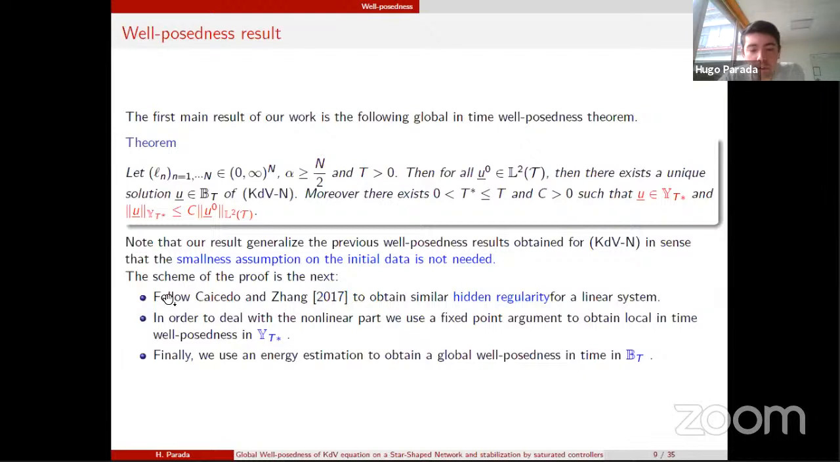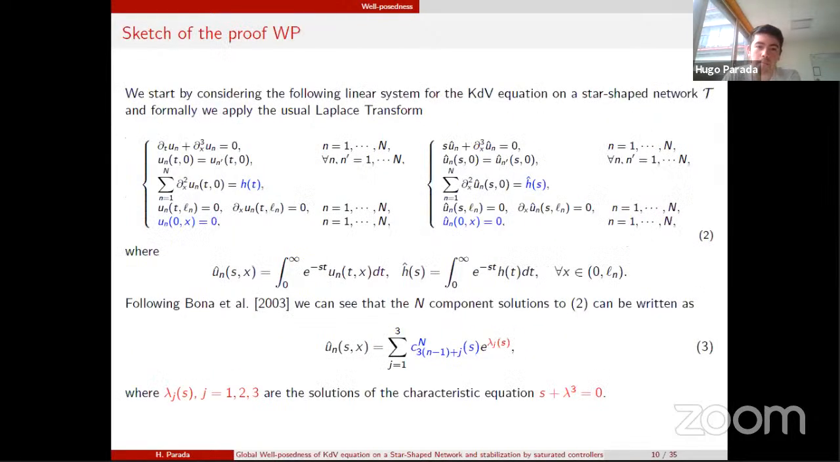And the scheme of the proof is the following one. We follow the work of Caicedo and Zhang to prove similar hidden regularity for a linear system. Then to pass to the nonlinear, we use a fixed point approach and then some estimates to pass to the global in time well-posedness result. I want to show the sketch of the proof.